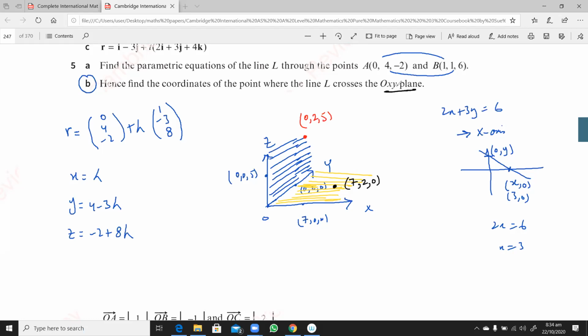The OXY plane. So what is going to be 0 on the OXY plane? Which coordinate would be 0 if the line is passing through the OXY plane? Yes? Asking from you. Hello.